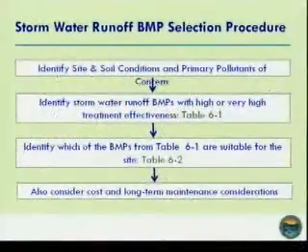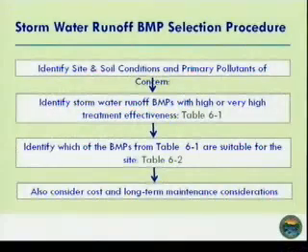There are two tables here, Table 6.1 and 6.2. These are the finishing products. You take all the information that you used previously to assess your site. You looked at your soil types. You looked at how the site drained. And now you look at your pollutants that you need to address.